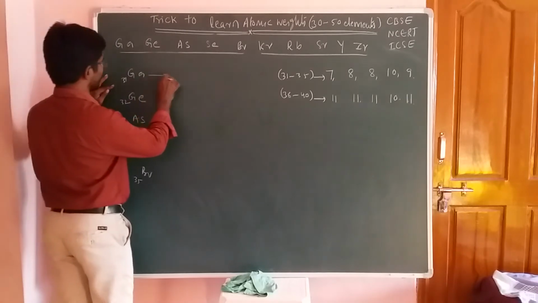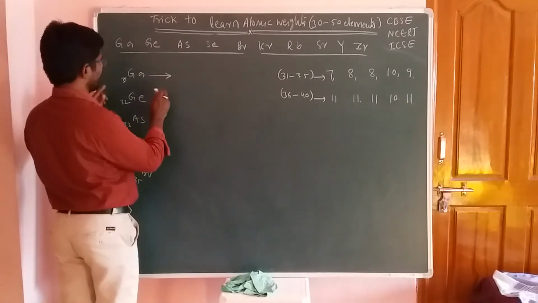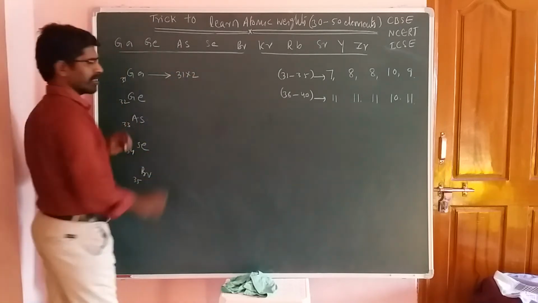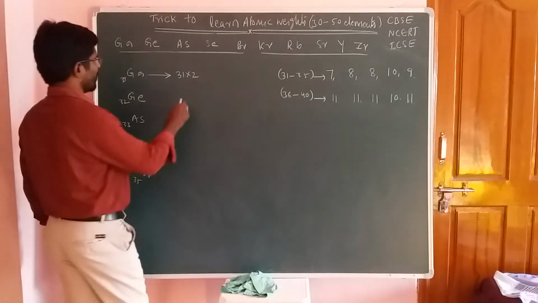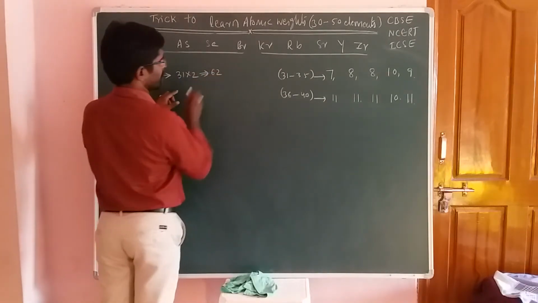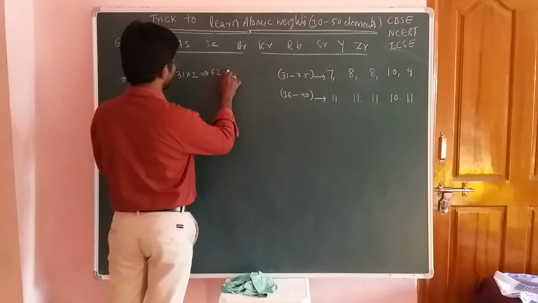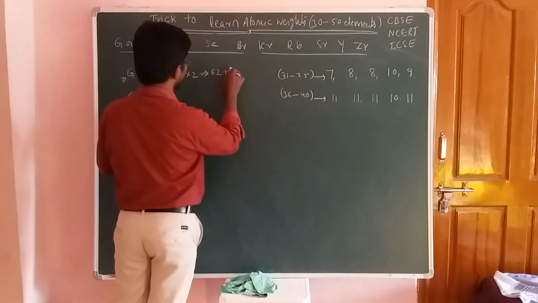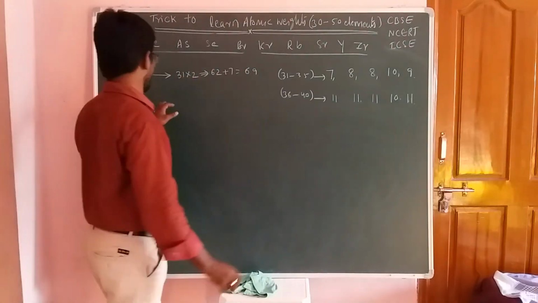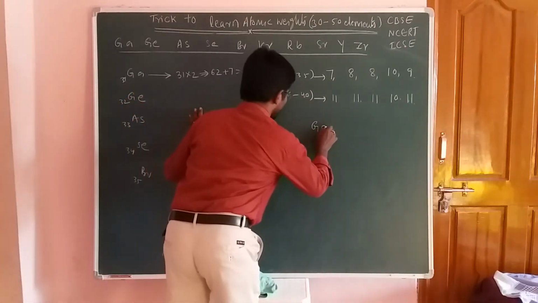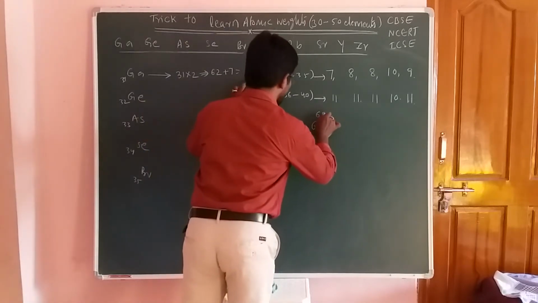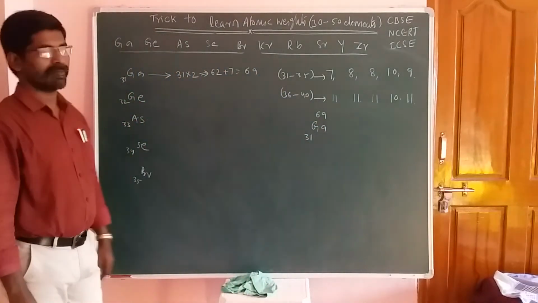Okay students, first of all you have to multiply the atomic number by 2. Atomic number times 2, what is the value here? This one is 62. Then you should add the first number, 7, and that is 69. So gallium has atomic number 31 and atomic weight 69. This is the atomic weight of that element.